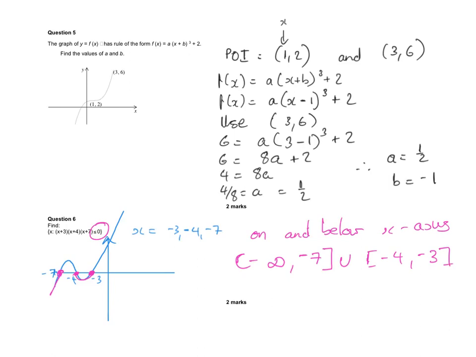In set notation, it would look something like this. So x such that x is less than or equal to minus 7, in union with, now it's between two values, so x such that x is greater than or equal to minus 4, less than or equal to minus 3. Both of those answers would be fine because it didn't ask you to write your answer in a particular format.